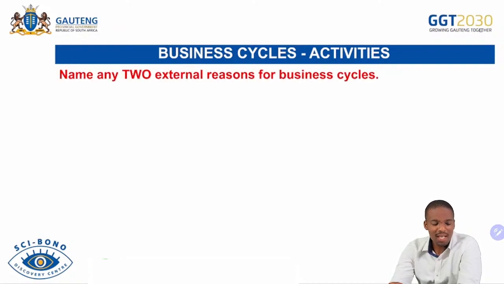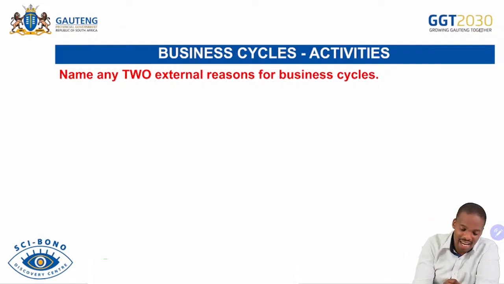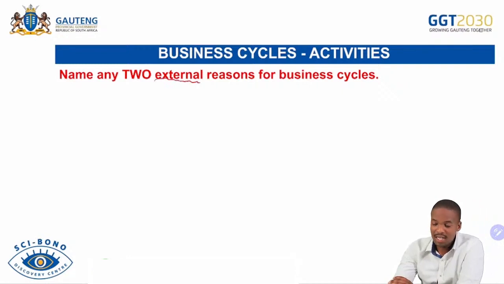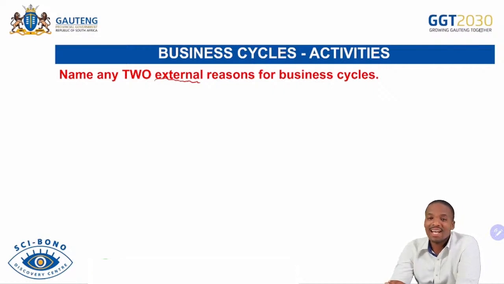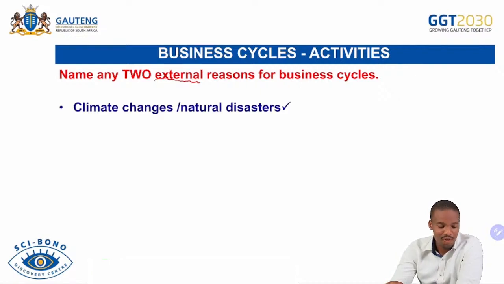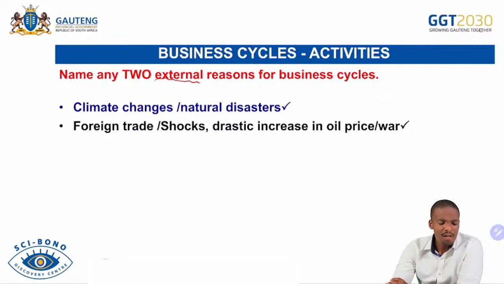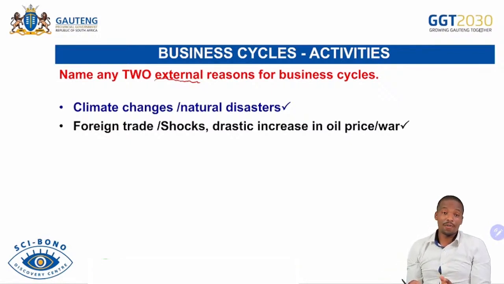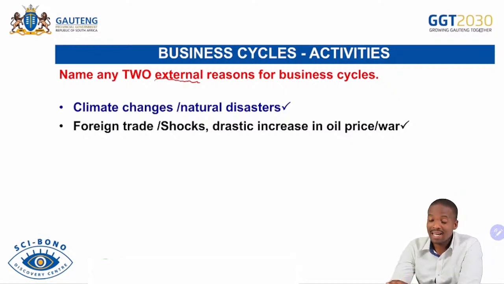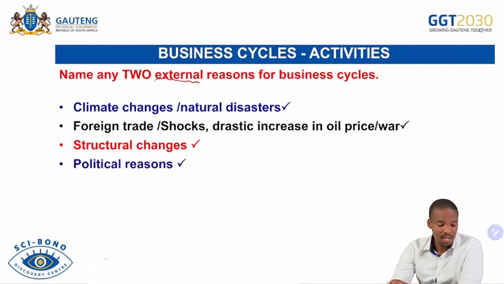Our next question says, name any two external reasons for business cycle. Another examiner could say, name any two exogenous factors. It is the same thing. Name any two external reasons or external factors for business cycle. You'll answer it as follows: climate change or natural disasters, those are beyond our control. Those are the external reasons. We cannot control those. Foreign trade shocks, drastic increases in oil prices, or a price war. They are not within our economy of South Africa, and we do not have full control over those. So those are the external reasons. Structural changes, political reasons.